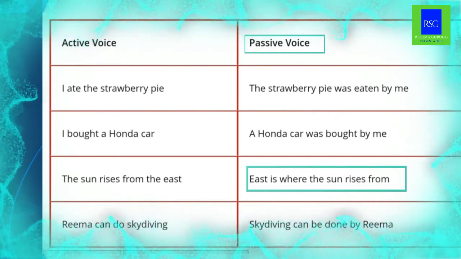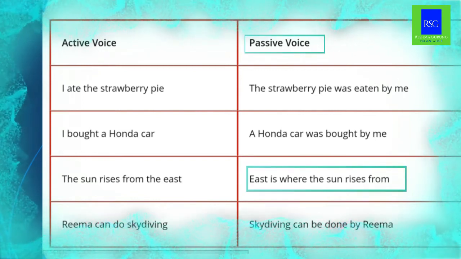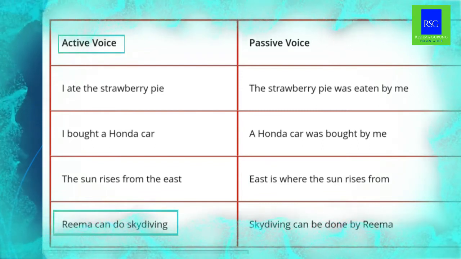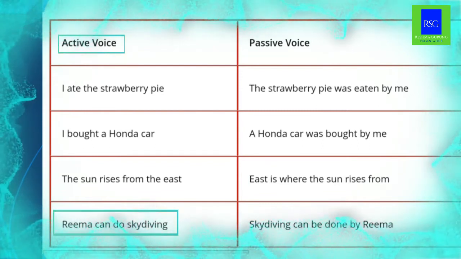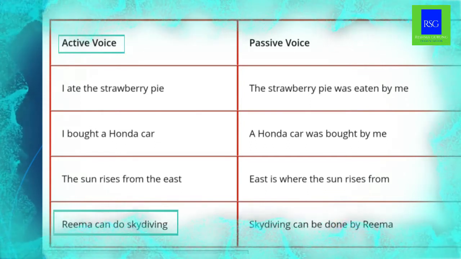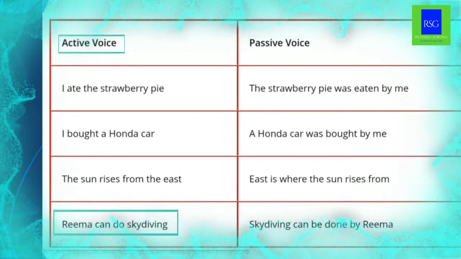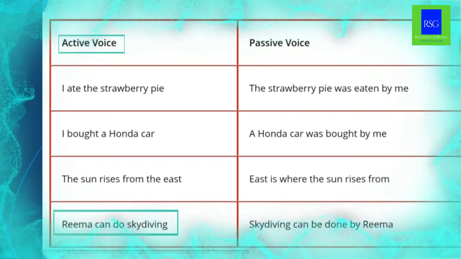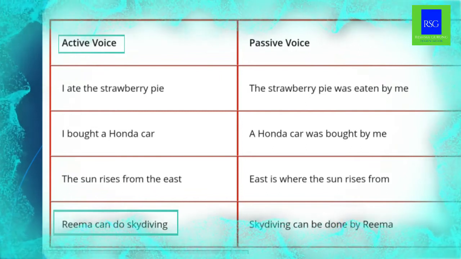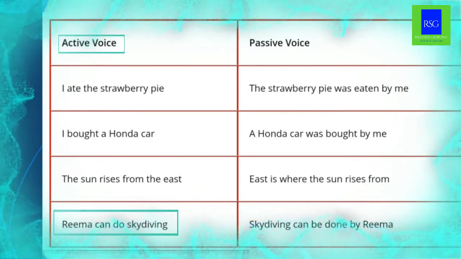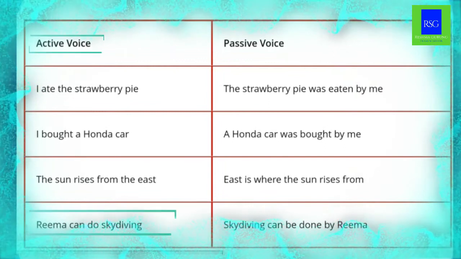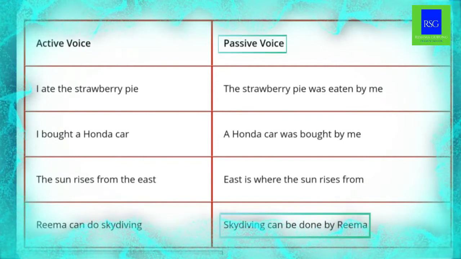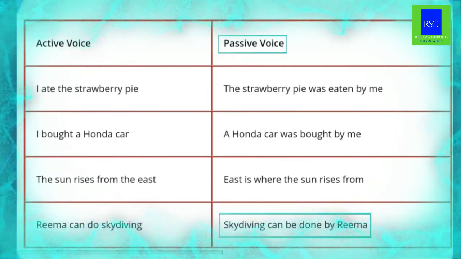Now look at the fourth sentence in the active voice. Reshma can do skydiving. Here Reshma is the subject, do is the verb, and skydiving is the object. Therefore you've got to begin the sentence with the object from the active voice. The object is skydiving, and this becomes the subject in the passive voice. So your answer is: skydiving can be done by Reshma.